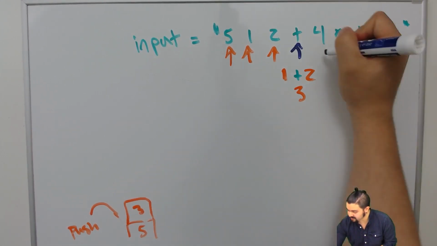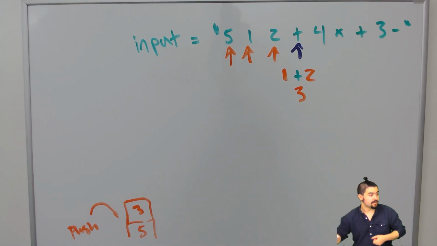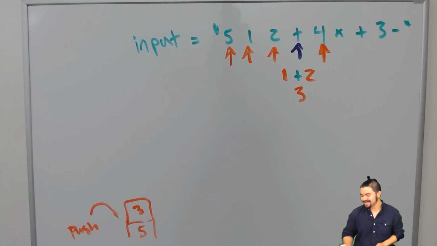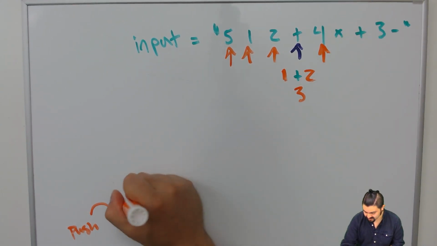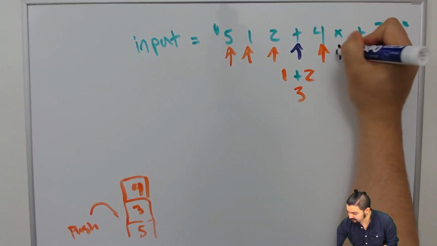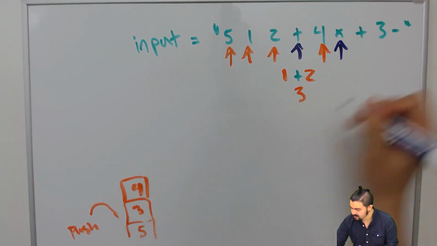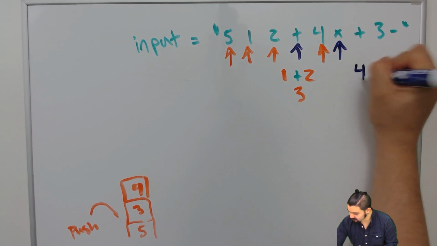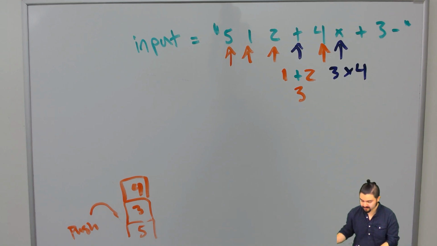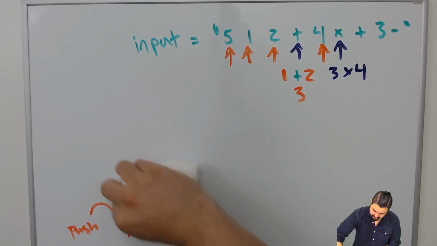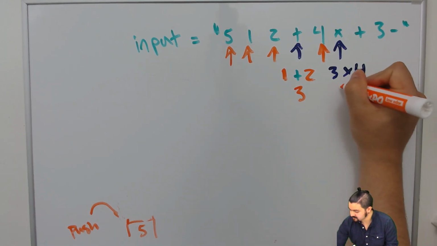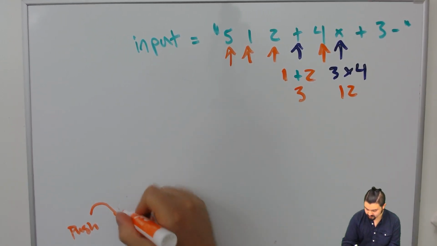Then we come across another operand, so we push it onto the stack. We then come across an operator, so we pop off the 2 values. So our right value is going to be 4, and our left value is going to be 3, and we're going to perform a multiplication. So we just popped these 2 values off. 3 times 4 is 12, and so then we'll push 12 onto the stack.